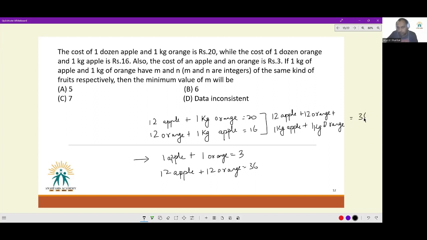This is equal to 36. Now see, these two things are already equal to 36. 12 apples and 12 oranges are already equal to 36. What this implies is 1 kg apple plus 1 kg orange is equal to 0. And this is an unacceptable situation. How can the price of something be equal to 0 when 1 dozen of them costs something? Therefore, the answer to this question has to be option D, data inconsistent.